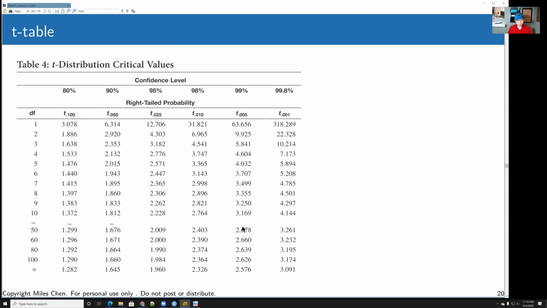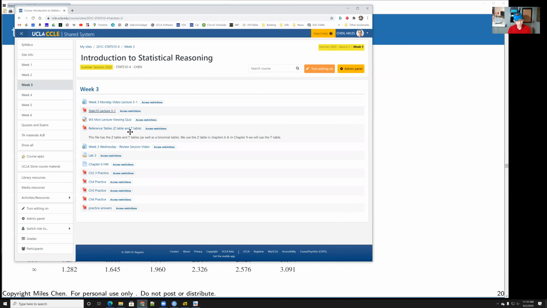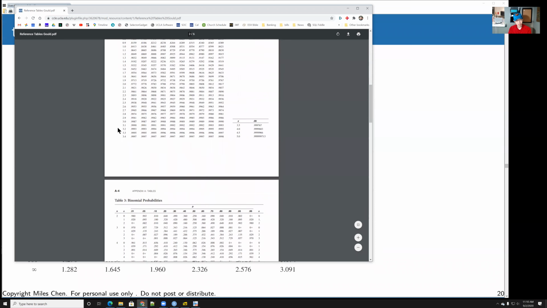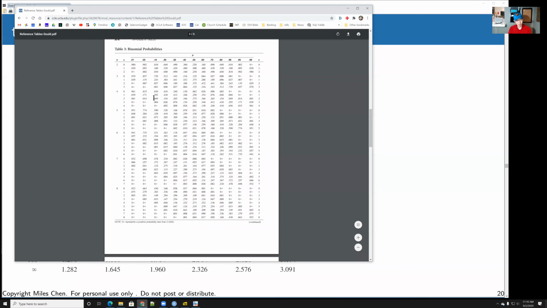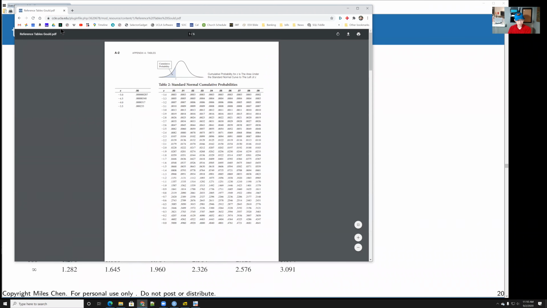All right, so this is what the t-distribution looks like. The t-distribution is available on CCLE under week 3. Under week 3, there are the reference tables. When I told you to download the reference tables for your z-table and t-table, well, so far we've only been using the z-table. The t-table is actually in the same file. So if you click the reference tables, you start off with the normal distribution. There's actually this binomial probabilities table, which you can skip. And the last page is the t-distribution. It's in the same file.